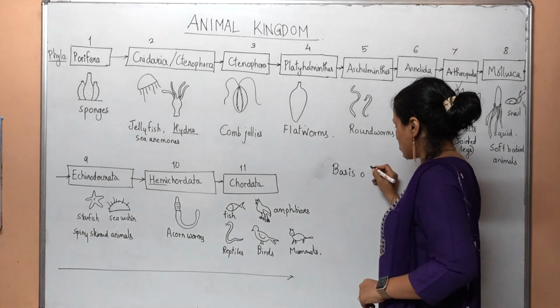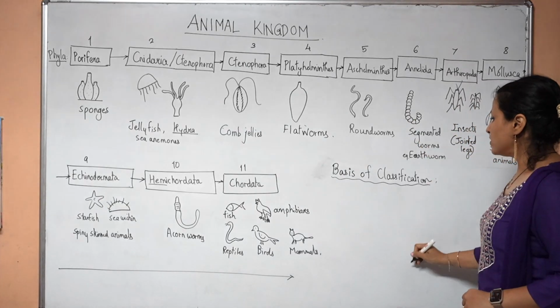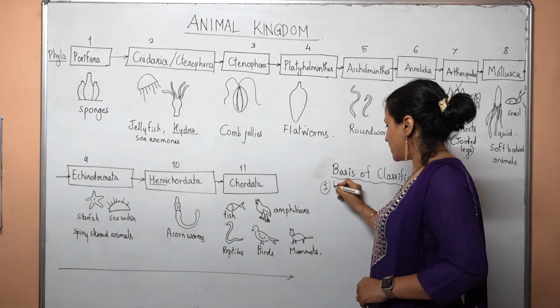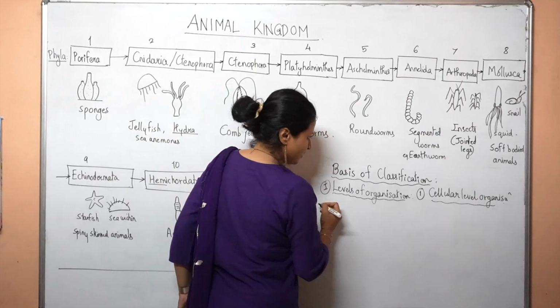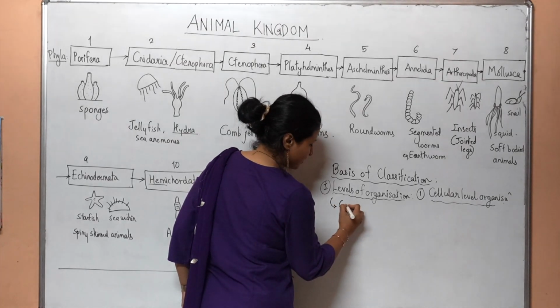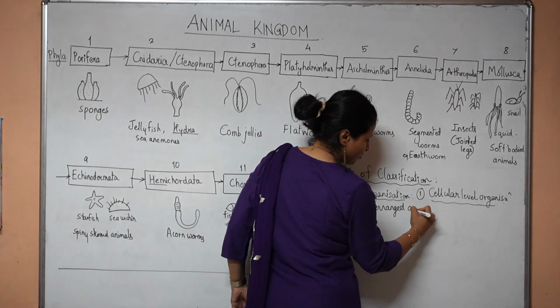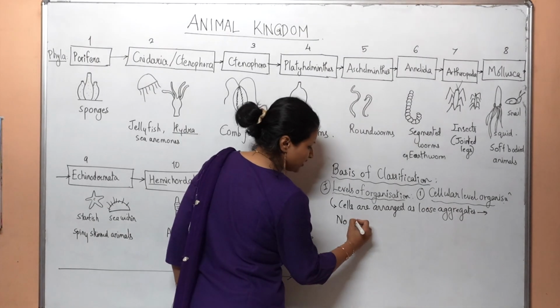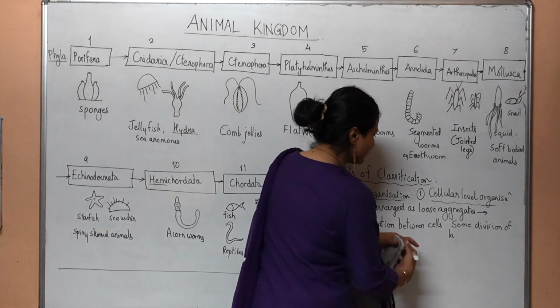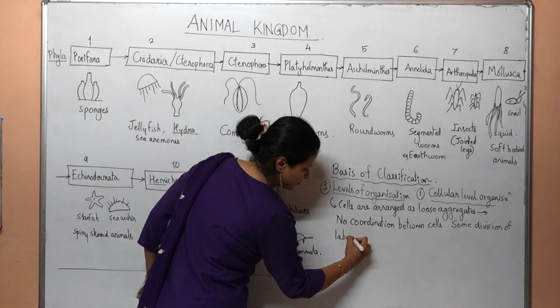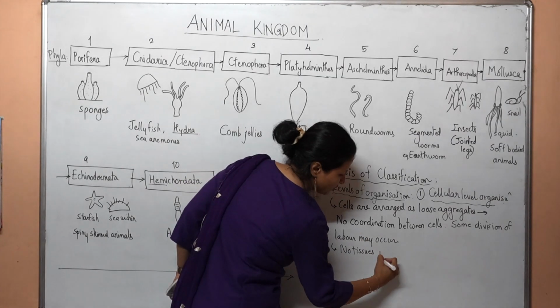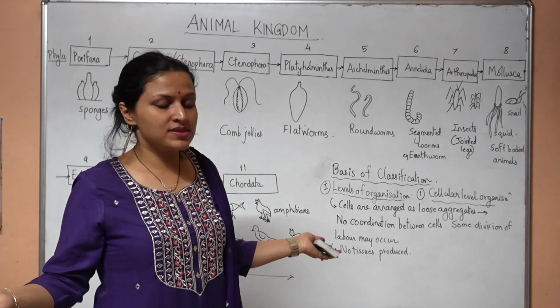We are doing the basis of classification, under which we are doing the first basis of classification, that is levels of organization. In the cellular level of organization, the cells are arranged as loose aggregates. There is no coordination between the cells. Some division of labor may occur, but no tissues are produced. The cells may be just present side to side.